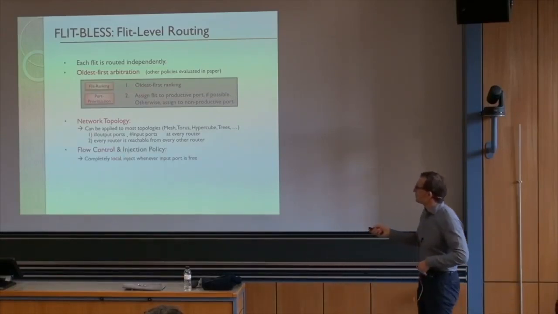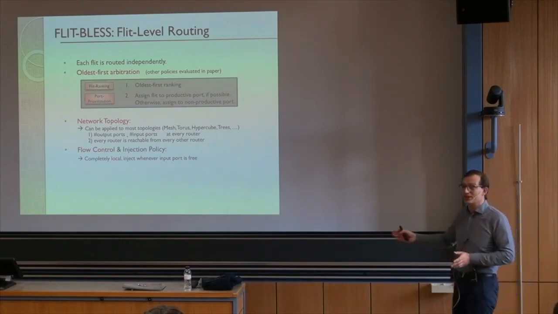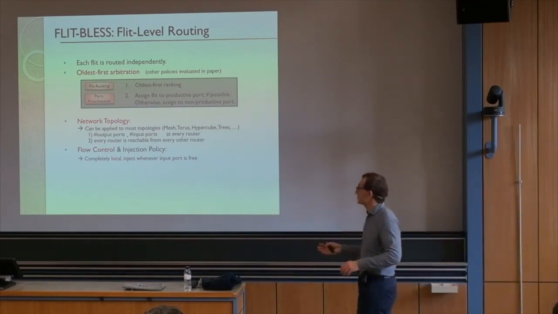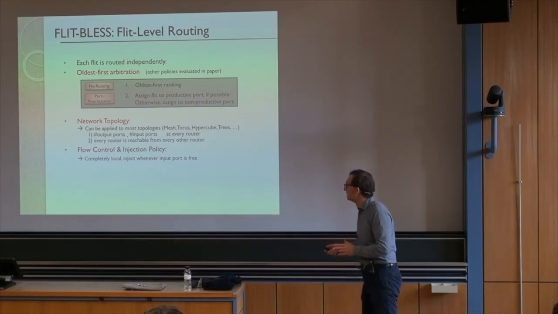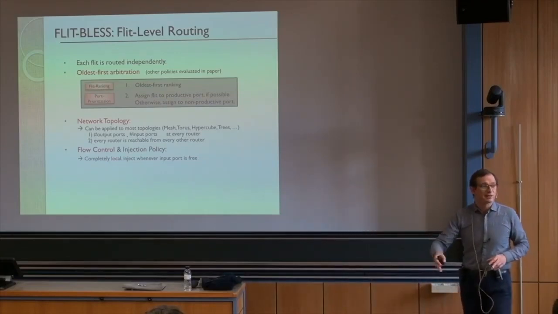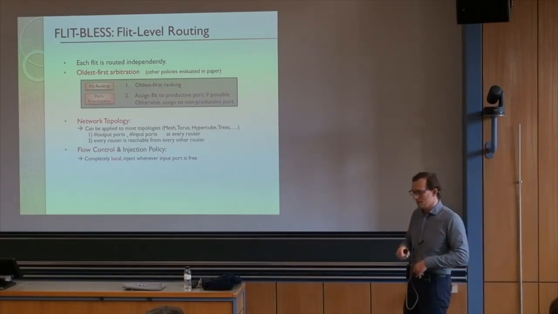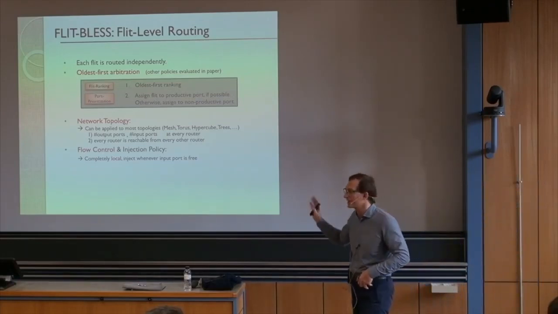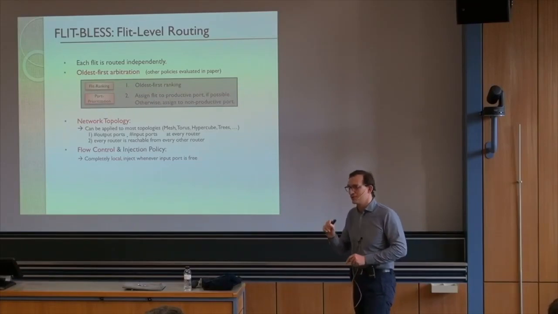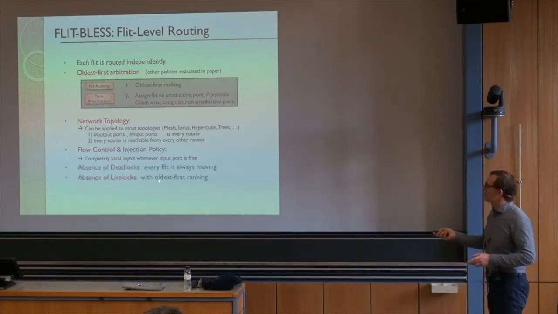Flow control and injection policy. This is completely local now. Flow control: there is no need for signaling an upstream router that you have buffers, because there are no buffers. And you inject into a router whenever an input port is free. Basically, whenever you're injecting, we discussed this with the crossbar earlier, you need to look at all of the input ports, and if an input port is free, then you can inject. There is no deadlock, as we've discussed.